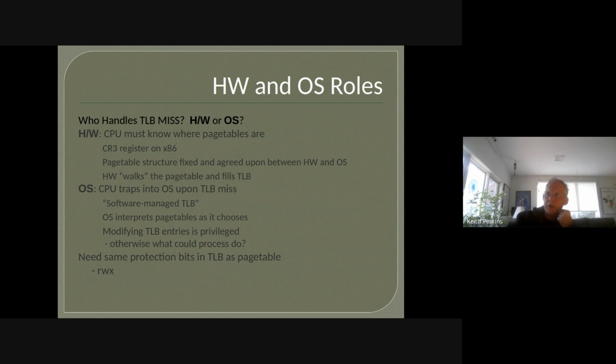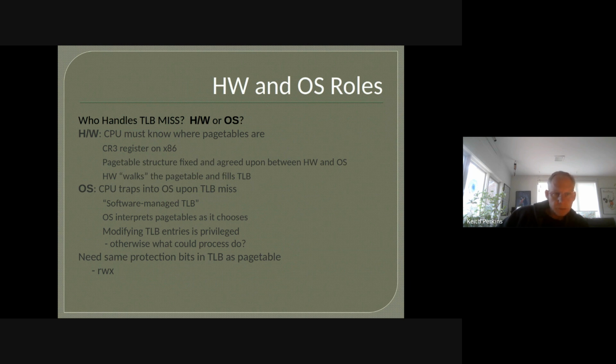So what's going to happen when you get a TLB miss? There are 2 ways to do it. You can have the hardware do it or the operating system do it. If the hardware does it, then that makes for a more complex hardware system. The CPU has to know where the page tables are. And no worries, you have a register in the x86 architecture that'll track it. The page table structure is also going to have to be fixed, and it has to be agreed upon by the hardware and the OS. You can do that too. And then the hardware will walk the page table and fill the TLB even before you're running these processes. So it can fill the TLB beforehand.